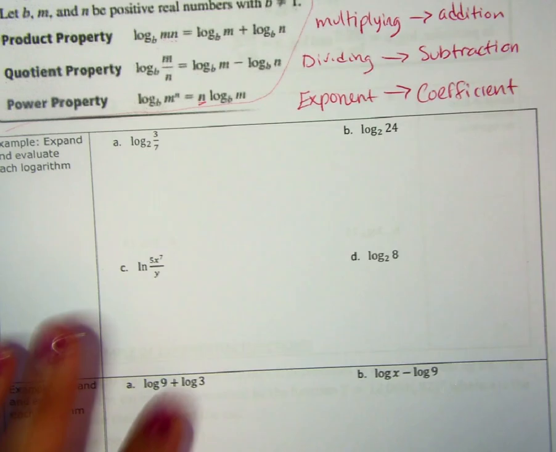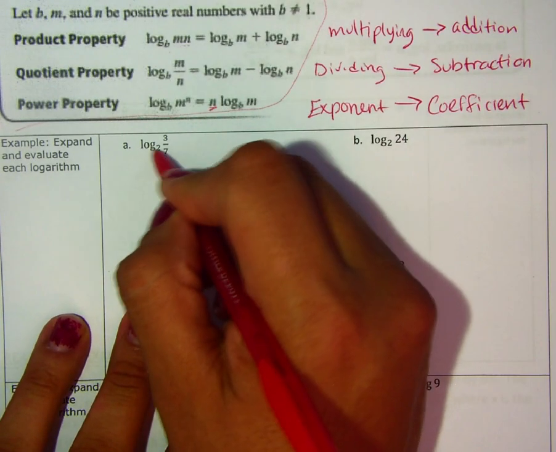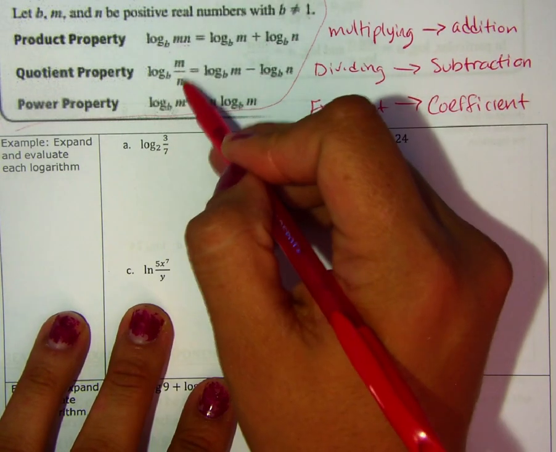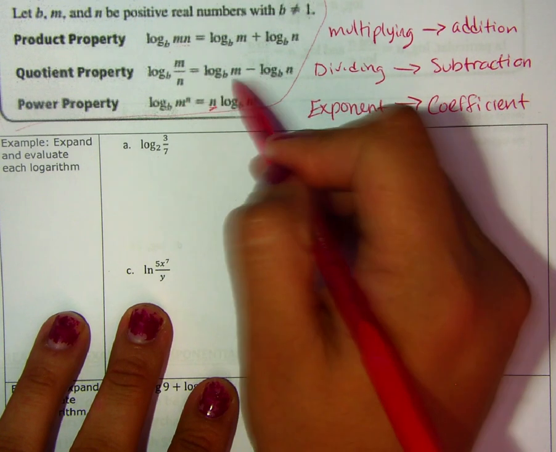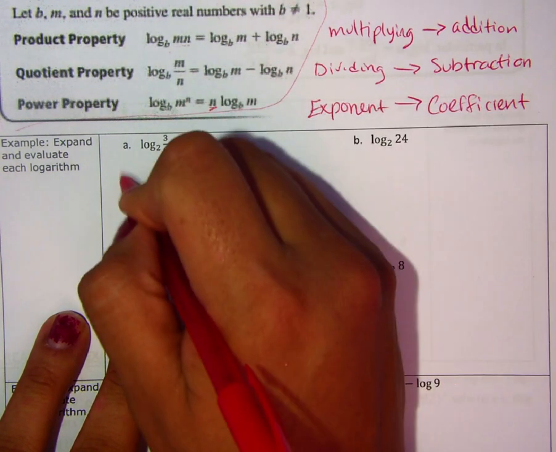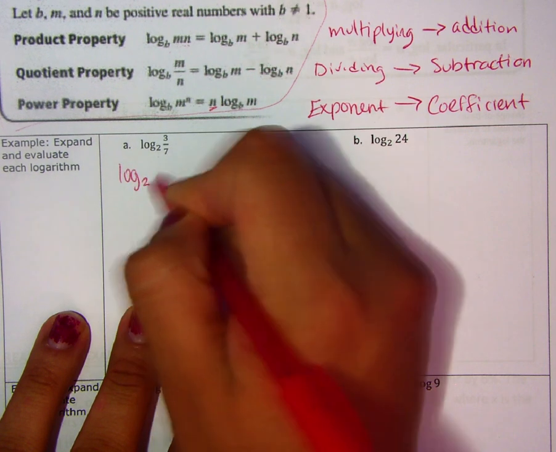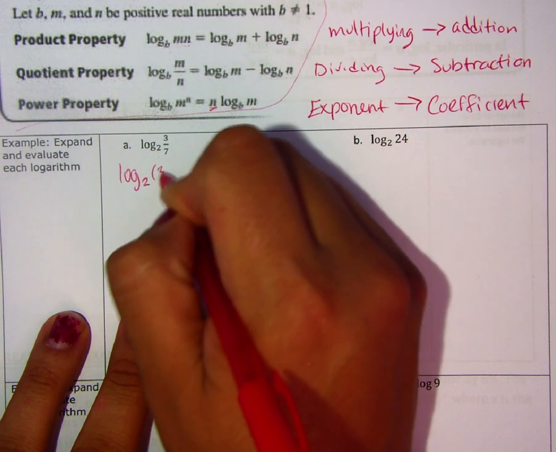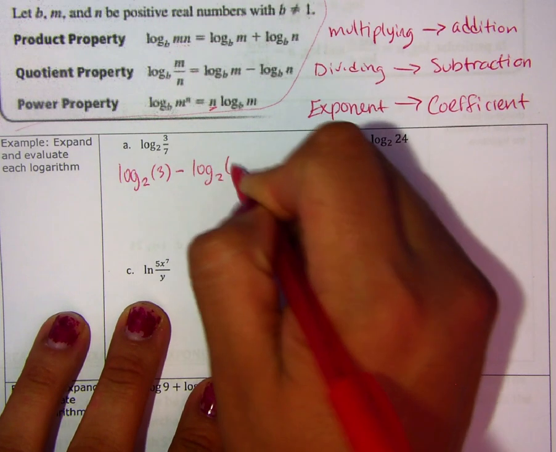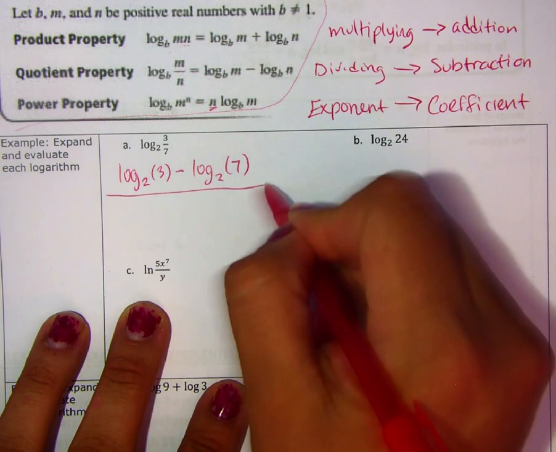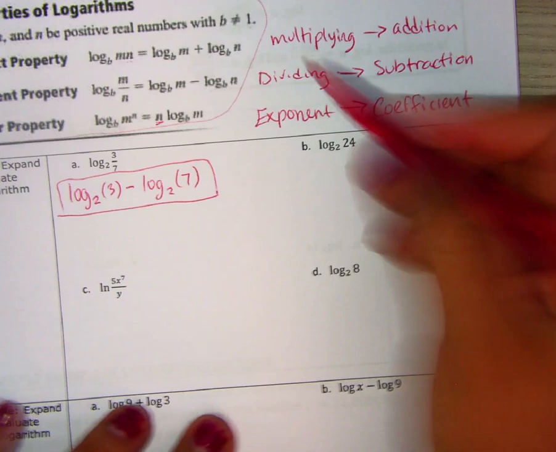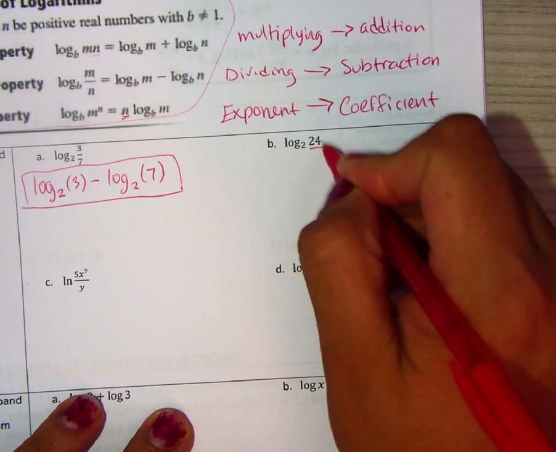All right, let's go over the examples. This example has log base of 2 of 3 over 7. 3 over 7 is this division right here, which says that you need to rewrite it as a subtraction of the numerator and denominator. So we're going to write log base of 2 numerator minus log base of 2 denominator. And that's it for this one. Just applying the rule.